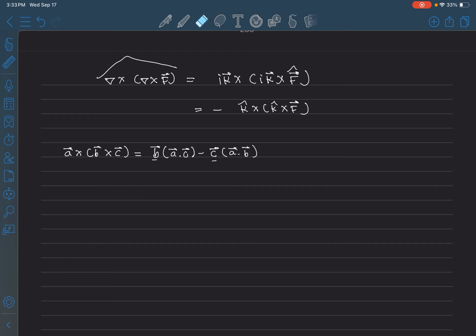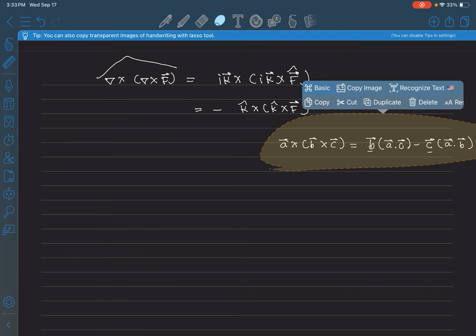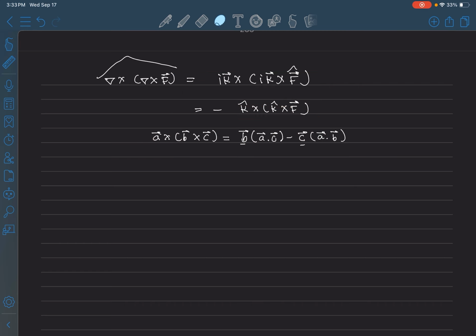Now if we use that formula from vector calculus in our scenario, we will have minus of the, okay, so first of all b vector is just the k vector.